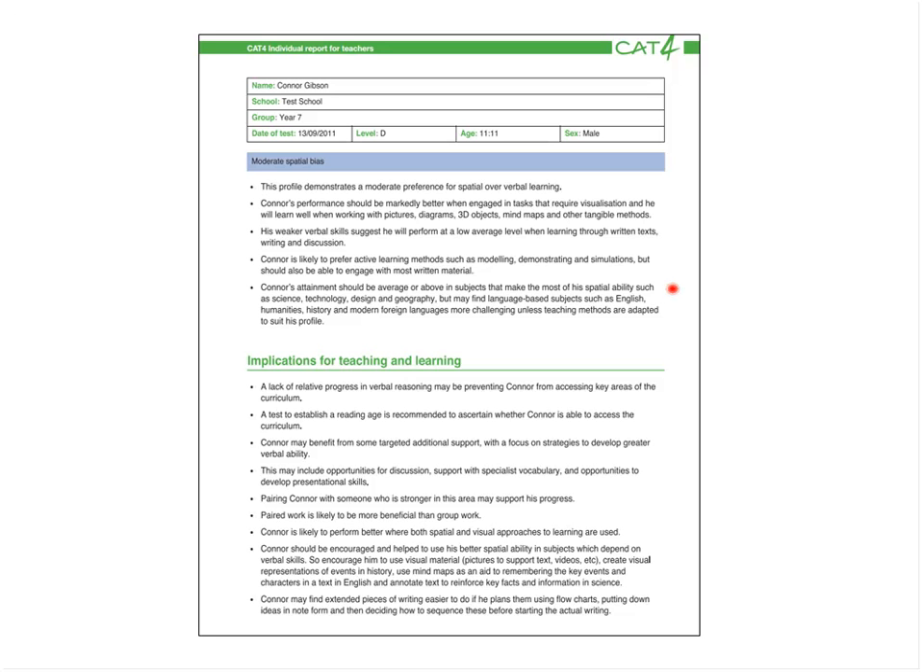In this individual report for teachers, we provide a profile of, in this case, Connor Gibson in Year 7, and then in this section the implications for teaching and learning. Going back to my point earlier, reasoning ability is not something that is just fixed in stone. It's something you would want to develop within your learners because of that correlation with future attainment. We advise here the implications for teaching and learning, in other words, how you may develop the reasoning ability for Connor in this example.